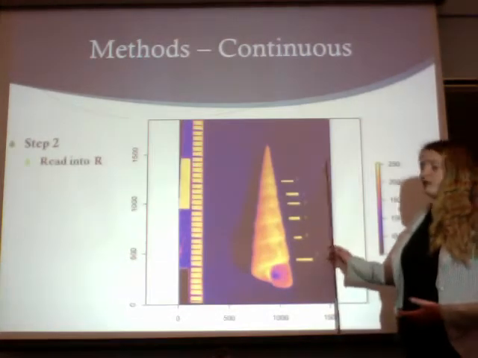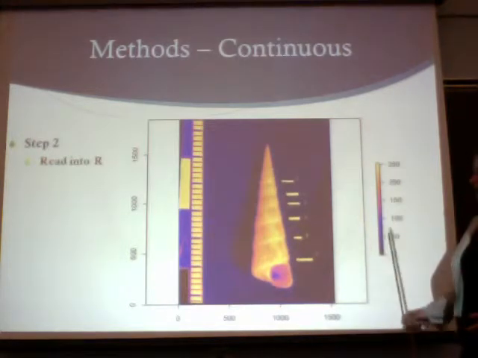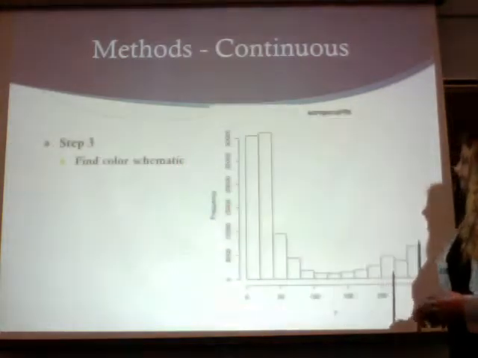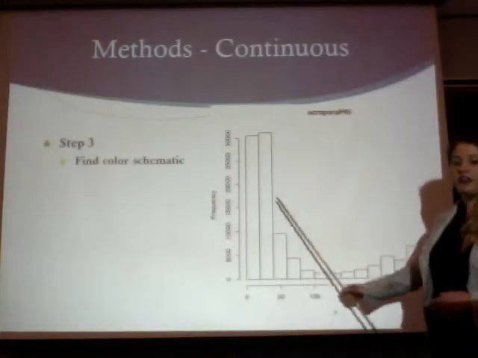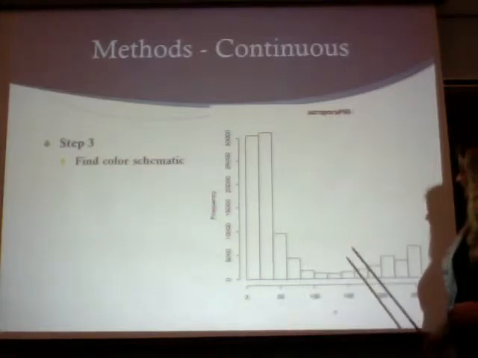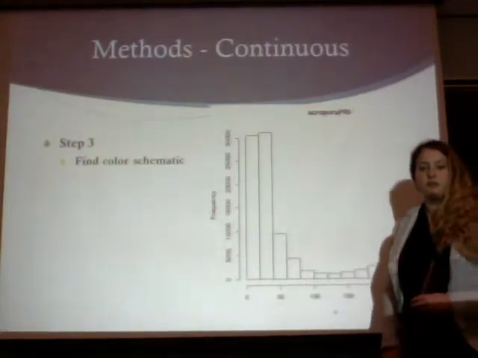The next step was to read it into R. So R reads it and uses its own color schematic. And then next you analyze the color schematic to find the lowest frequency, and by taking that lowest frequency, you can convert the photo into black and white.